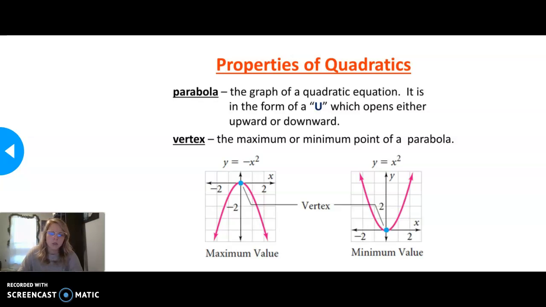Now look at this one to the right, y equals x squared. If we're riding this parabola like a roller coaster, starting from the left and working our way to the right, we're going to go down. And what's going to happen at this point? Right, once we're going down, we're going to change direction and start going up again. So this minimum value is also the vertex. So if it faces down, our vertex is at the top. That makes it a maximum point. And if the parabola faces up, the vertex is at the bottom, which makes it a minimum point.